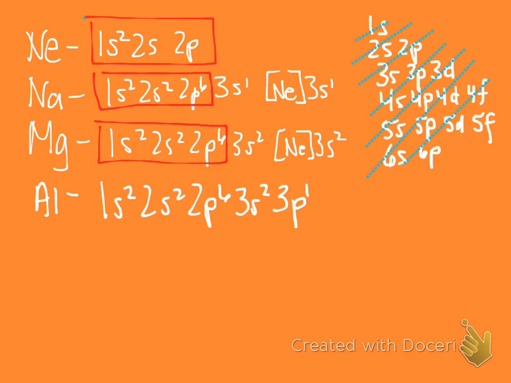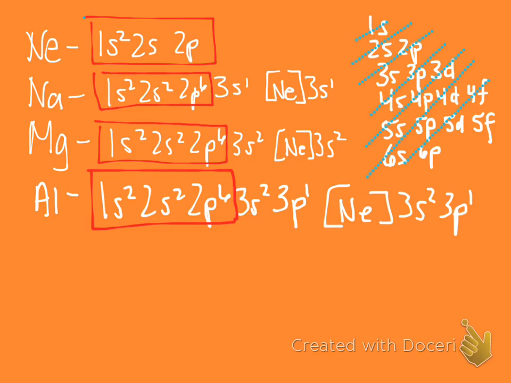Okay, so we again look at the configuration for aluminum and say, oh, hey, look, hiding in there is neon. So we can just write Ne 3s2 3p1. Every time you step over one square on the periodic table, what are you doing? Adding one proton and therefore adding one electron.